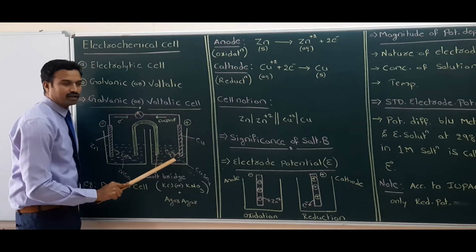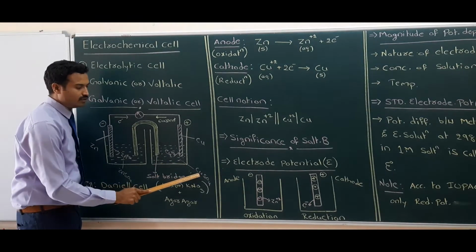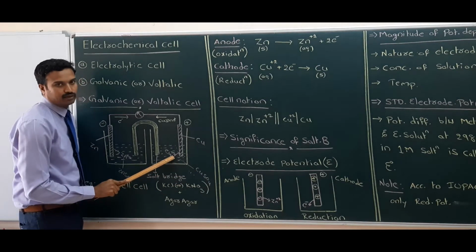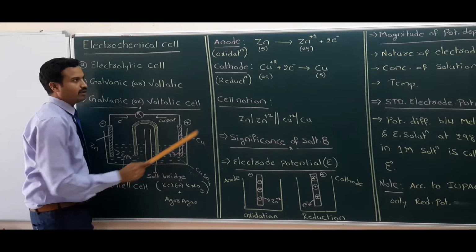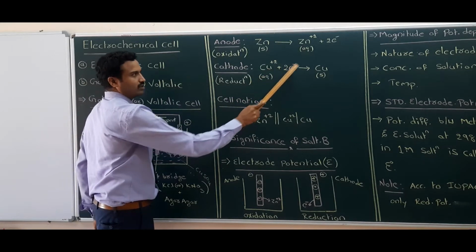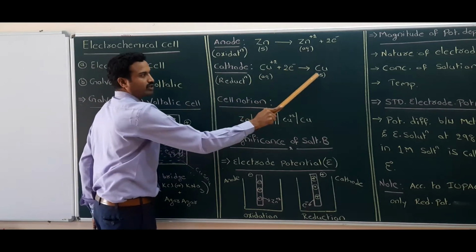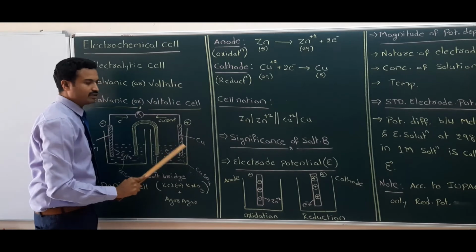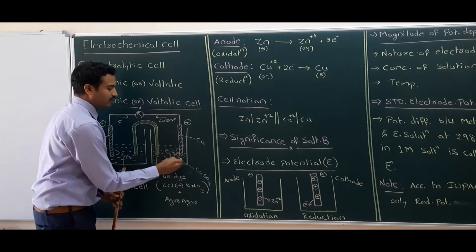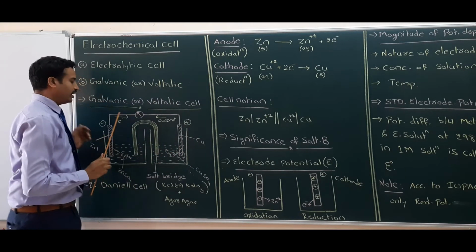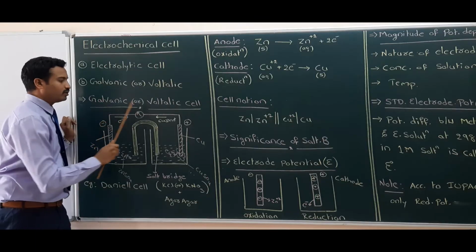Copper rod is dipped in copper sulfate solution. So CuSO4 contains Cu+2 ions. Those Cu+2 ions gain 2 electrons and are deposited as Cu. Solid substance Cu is deposited here. This is the reaction. So electrons flow from anode to cathode.